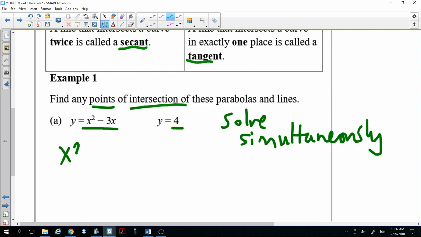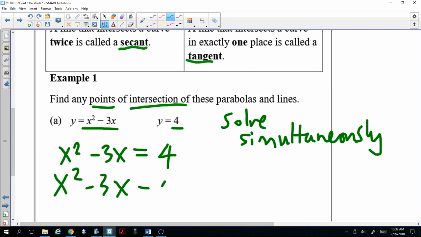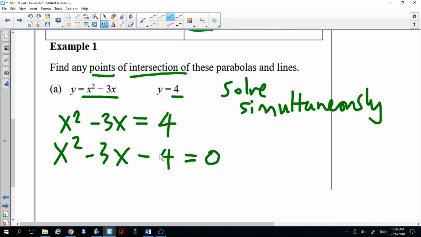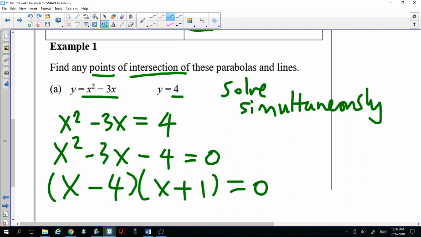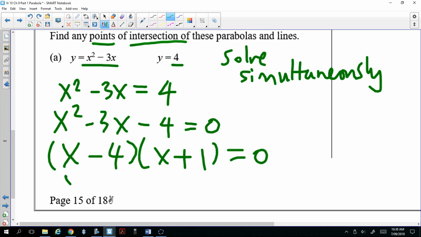x squared minus 3x equal to 4, because they both equal y. Usually you get a quadratic equation. When we solve a quadratic, you must make the right side 0, and to do so, we're going to factorize this. And what do you get? You get (x minus 4)(x plus 1), isn't it? So what's x equal to? x equal to 4 or negative 1.